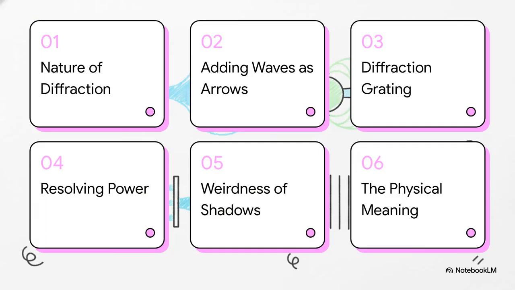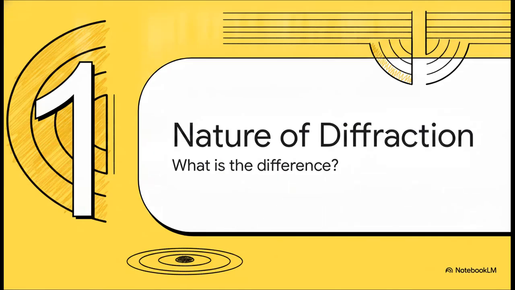Here is our quick roadmap for today. We'll hit 1. The nature of diffraction. 2. Adding waves as arrows. 3. The diffraction grating. 4. Resolving power and telescopes. 5. The weirdness of shadows. And finally, 6. The physical meaning. So, Section 1, the nature of diffraction.